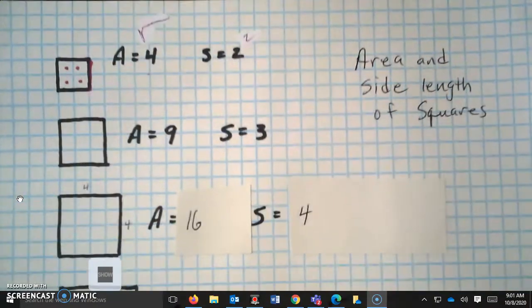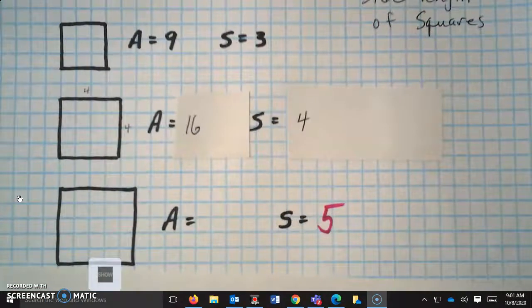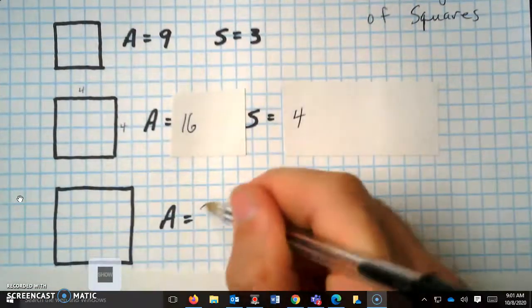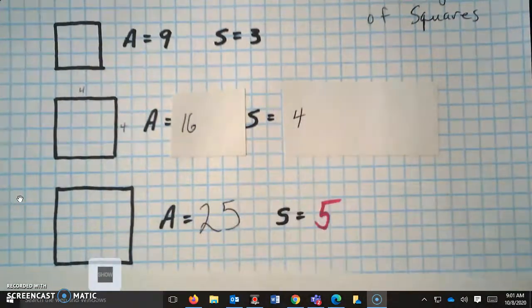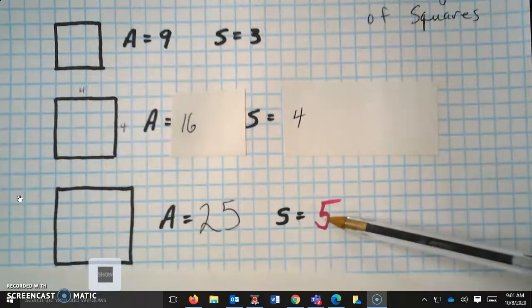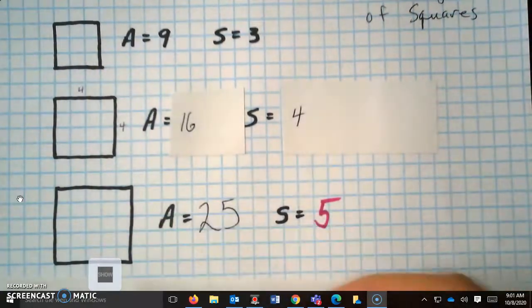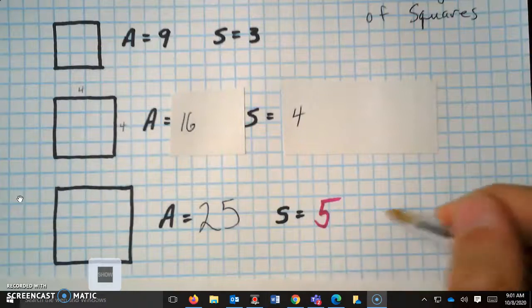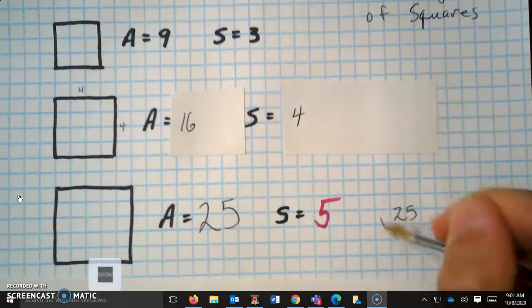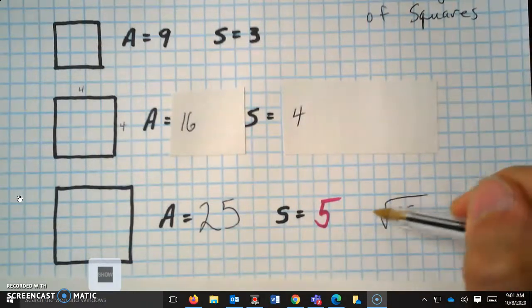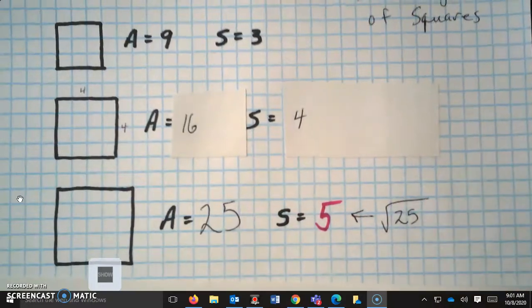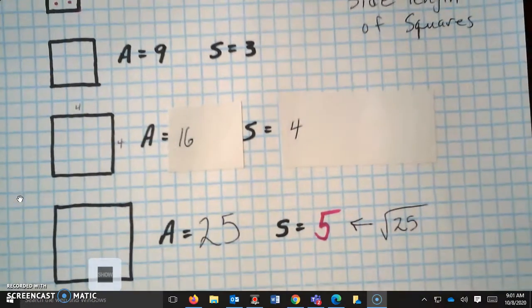And the same, I could do it backwards. If I gave you the area was 25, you could come up with this 5. Even if you couldn't count them, you would just take the square root of 25. That's really where that came from. So that's the relationship, squaring and taking the square root.